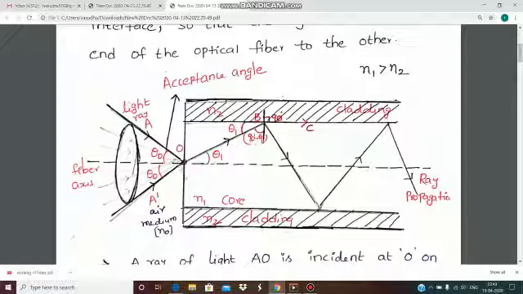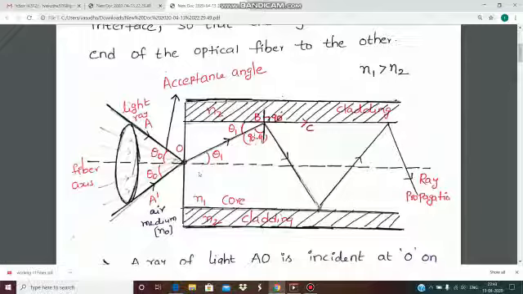So to produce total internal reflection, the angle of incidence at the end face of the core must be less than or equal to theta naught. That's why we call this theta naught the acceptance angle. What is the acceptance angle here? It is the maximum angle of incidence to produce total internal reflection. So simply, I will explain here.